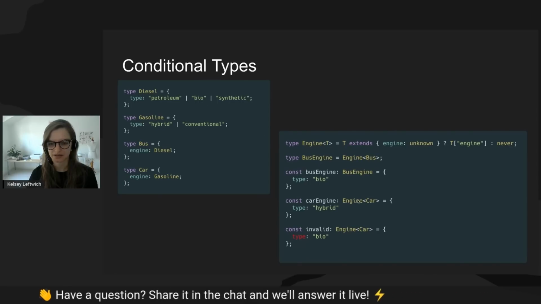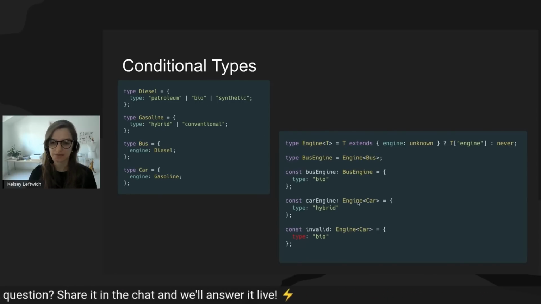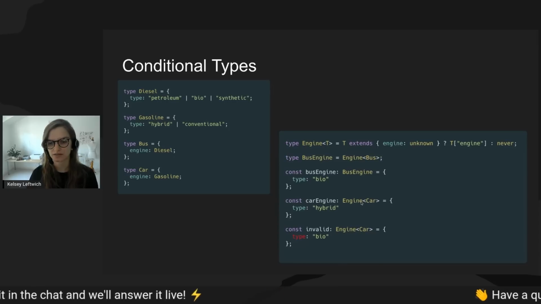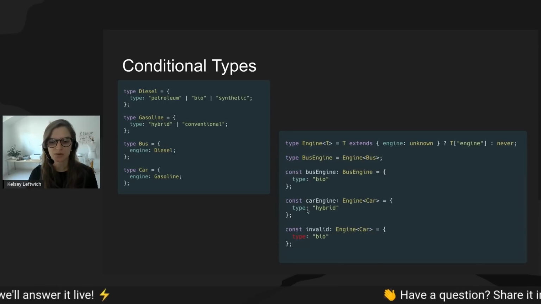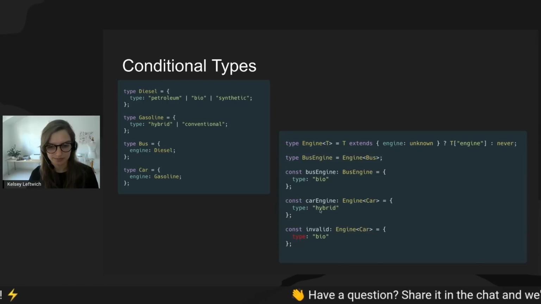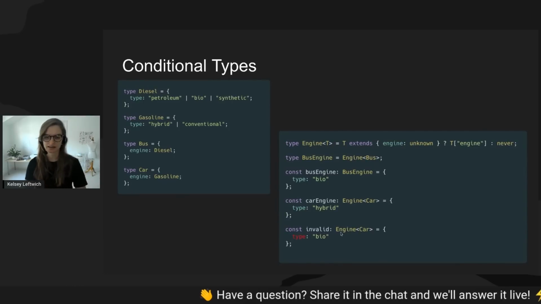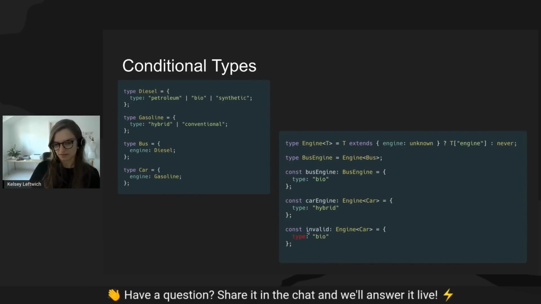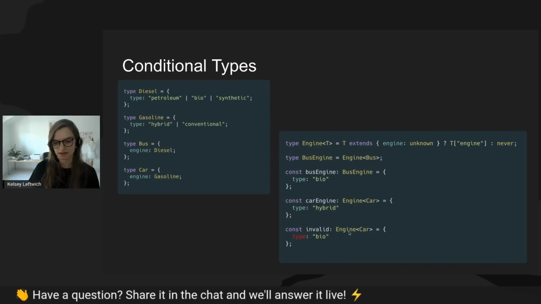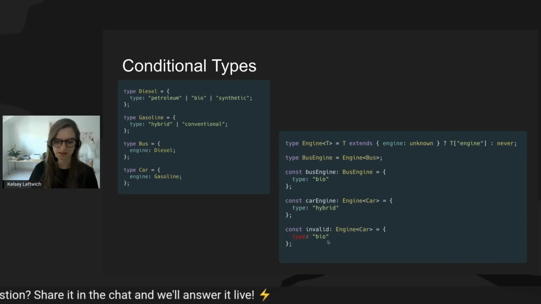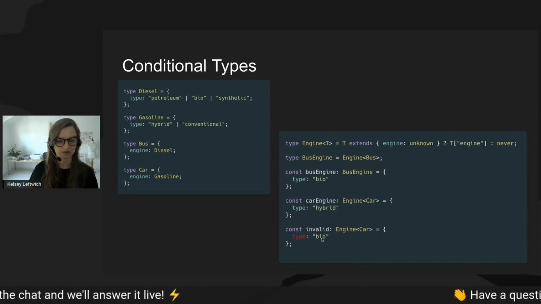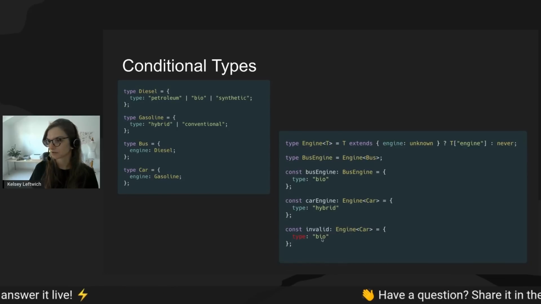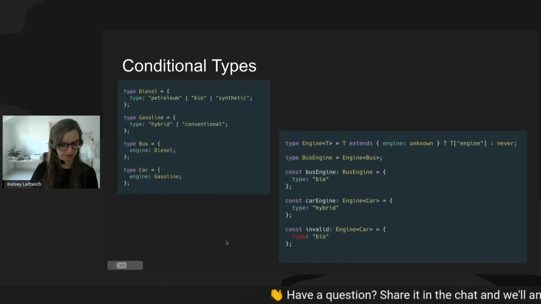Likewise for car, we can use conditional types to figure out what the car's engine type would be. And one of the acceptable values there is hybrid. But what's great then is, with this invalid engine that I tried to create, I've said it's going to be a car engine, but then I tried to use this type bio from diesel. So that's not going to work. So it catches that.